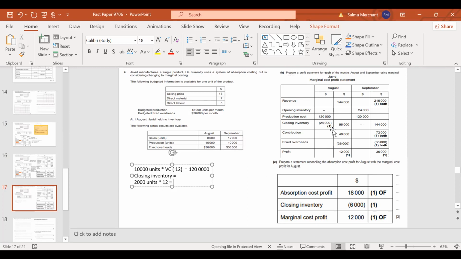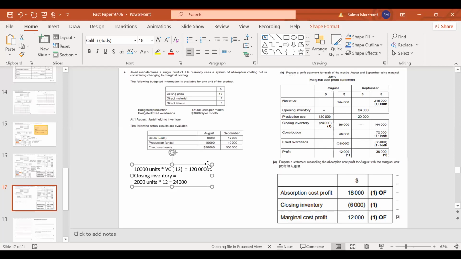24,000. You will minus. Sales minus the production cost, you will get contribution. You've only taken the variable cost into consideration. Minus the fixed costs. Oh yeah, you have to mind. So this is the marginal statement, right? Yes. Minus the fixed cost, you will get profit.